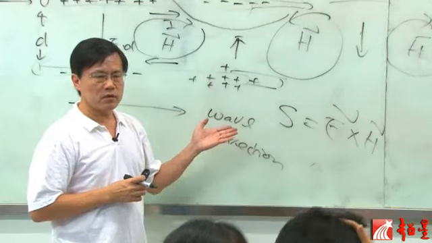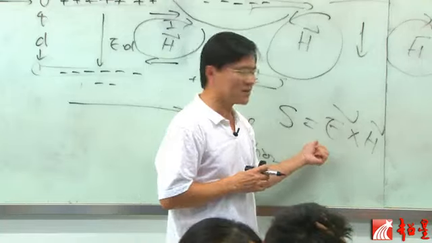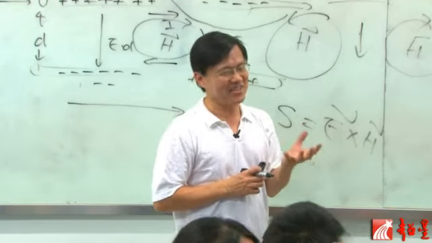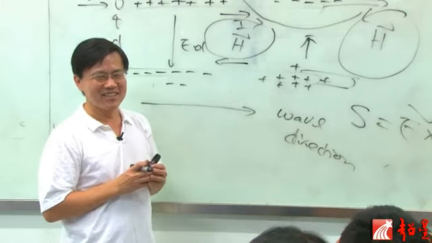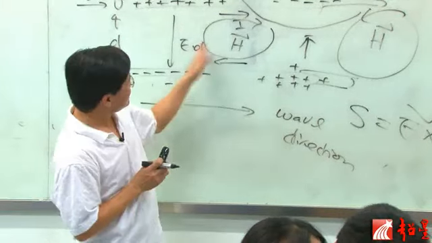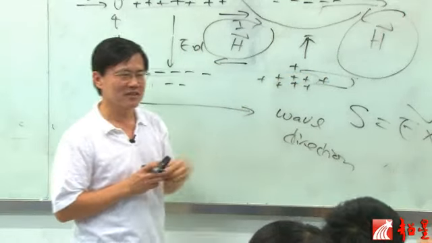And this is a vector. What is the name of this vector? Poynting vector. That's the Poynting vector. Okay. And that's how the Poynting vector works.